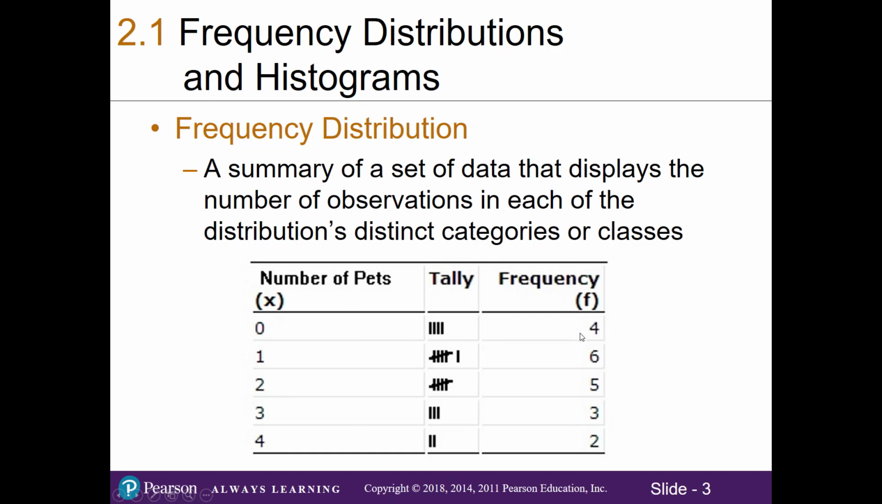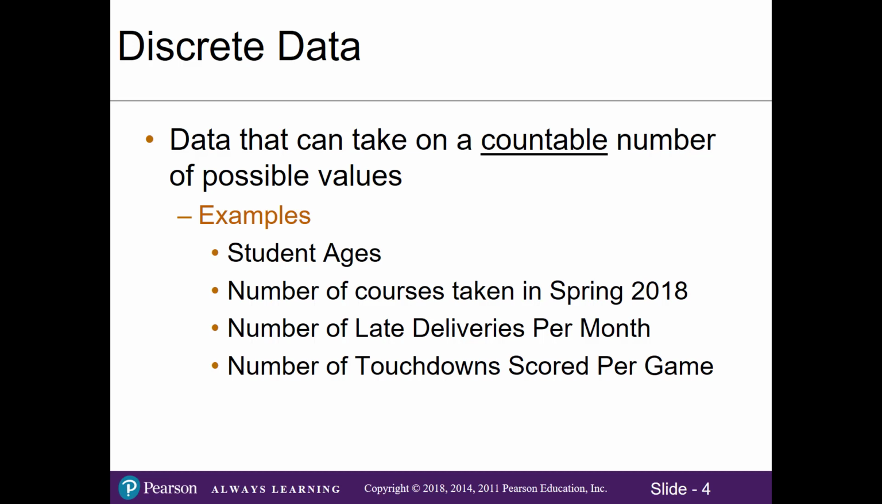So here on the right we have our column for frequency, where we've turned our tally marks into numbers, and we can see how many customers have 0 pets, as well as how many customers say have 4 pets. With frequency distributions, what we are working with is discrete data. This is data that can be counted. For instance, we can count how many students are 25 years old. We can count the number of courses you're currently taking this semester. We can count how many late deliveries the pizza delivery person made last month. And we can count the number of touchdowns scored in Sunday's game.